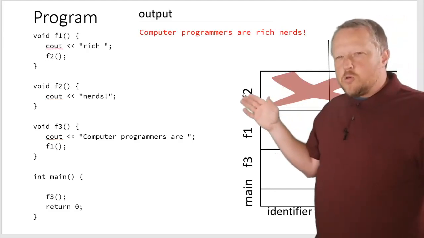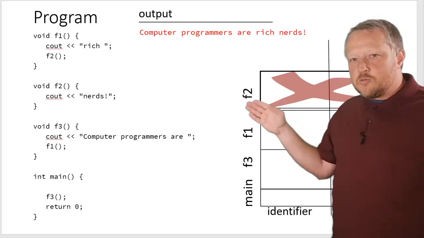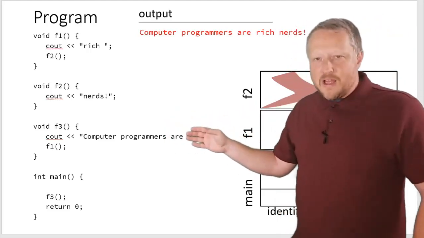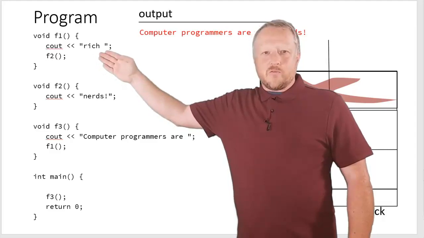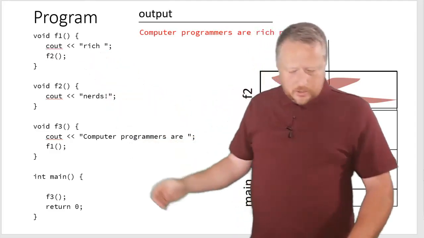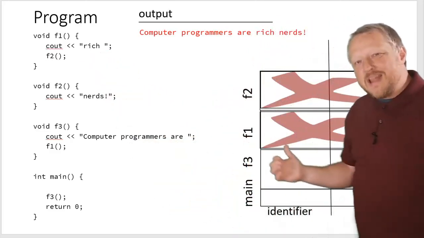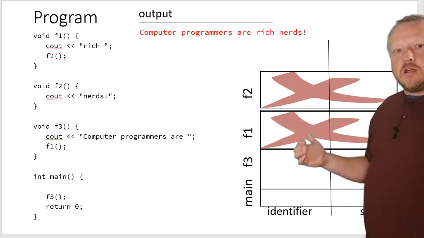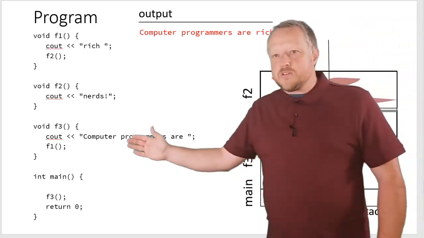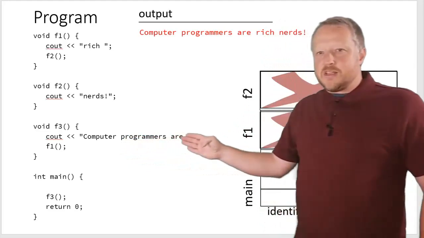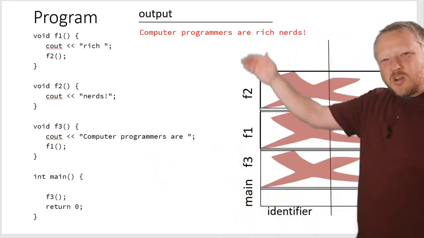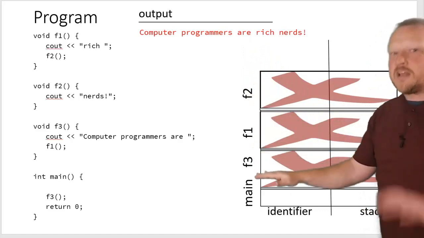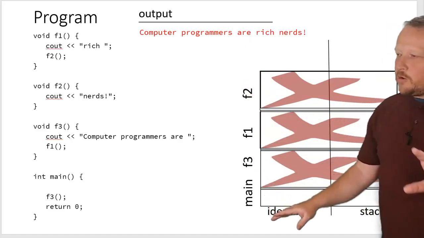Now, who originally called F2? Well, F2 was called originally by F1. So we go back to F1, we already coutted the Rich, and we just did F2, so F1 is now done with everything. Now, who originally called F1? That was F3. We coutted the computer programmers are, we're done with F1. So we're going to start noticing how the stack is starting to collapse, and that's exactly how it should work in all of our applications.